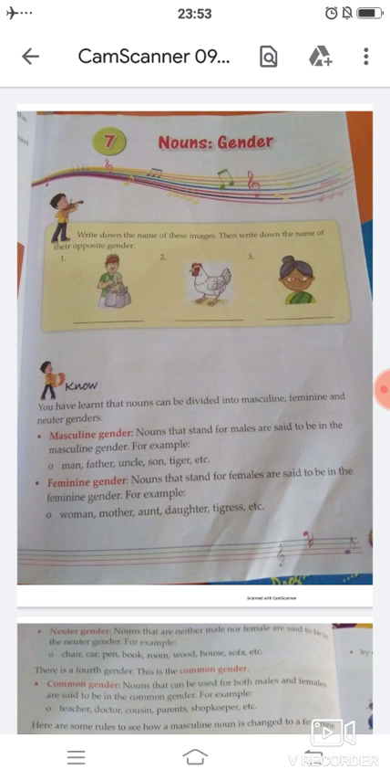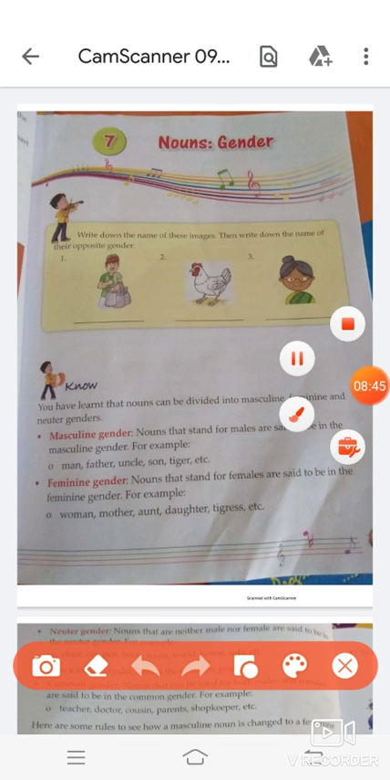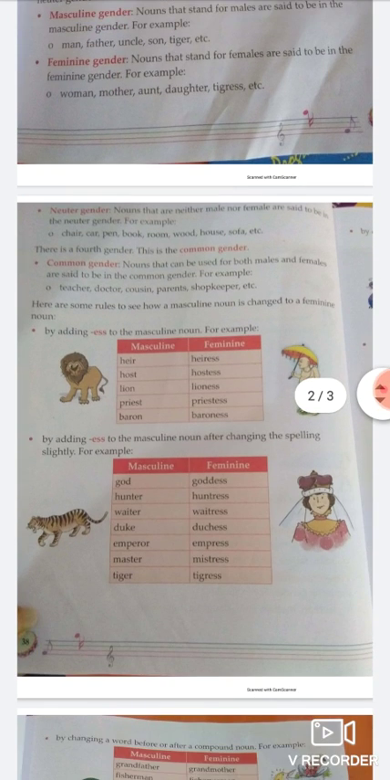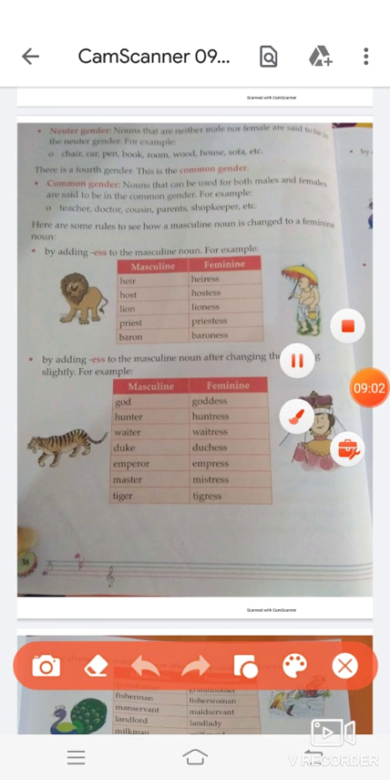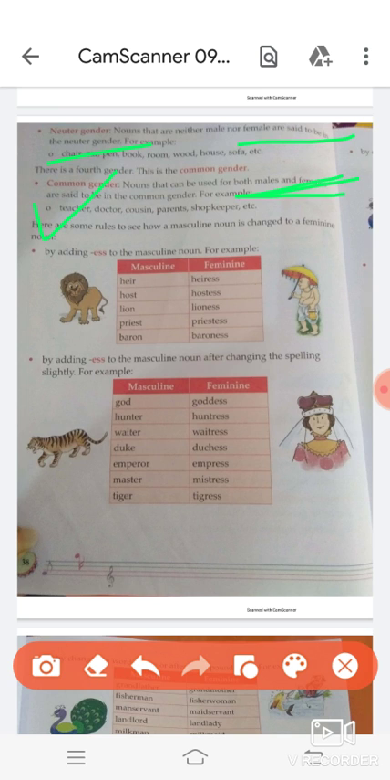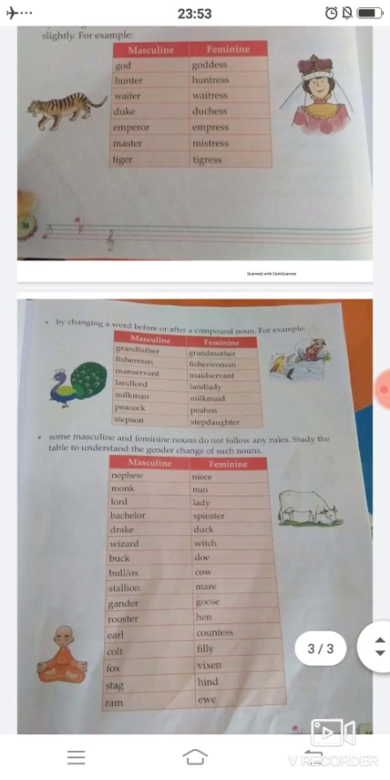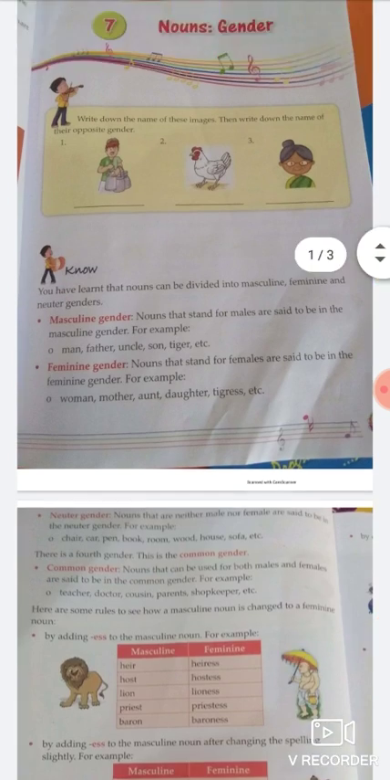So what is masculine gender? Nouns that stand for males, these are called masculine gender. What is feminine gender? Nouns that stand for females are called feminine gender. And what is neuter gender? Nouns that are neither male nor female are said to be neuter gender. Now what is common gender? Nouns that can be used for both males and females are said to be in the common gender. These are some rules. You will learn all these rules at your home and you will revise this chapter again and again.